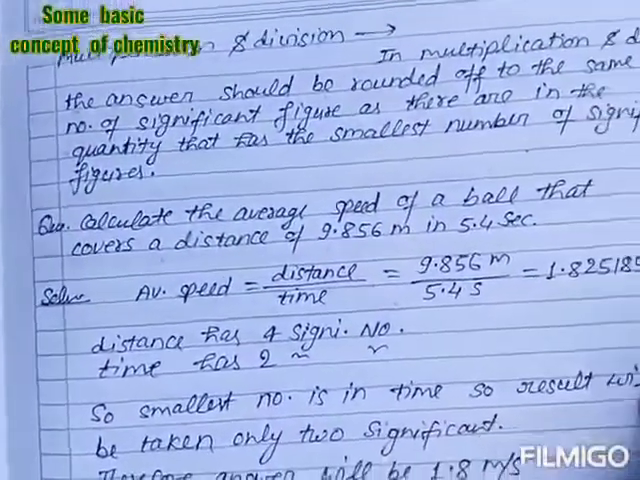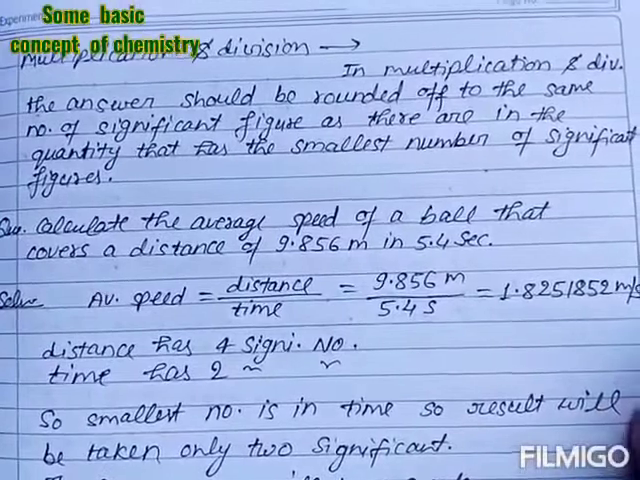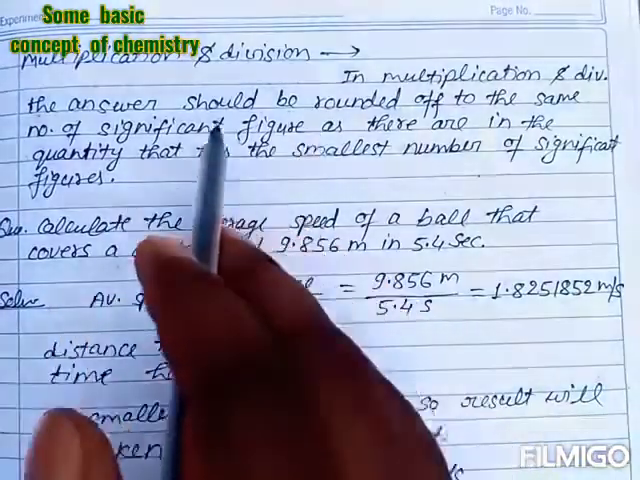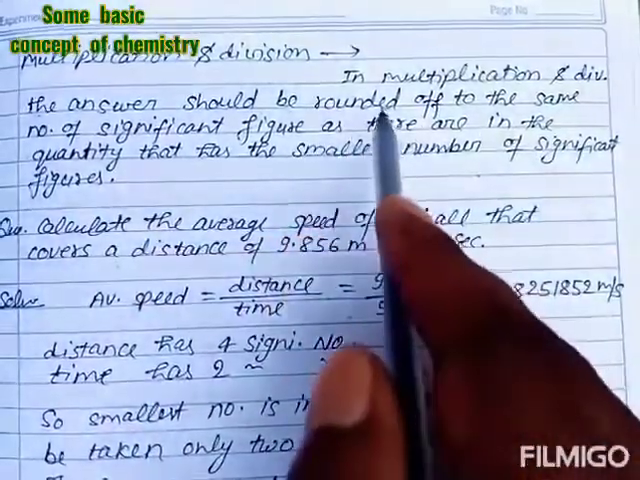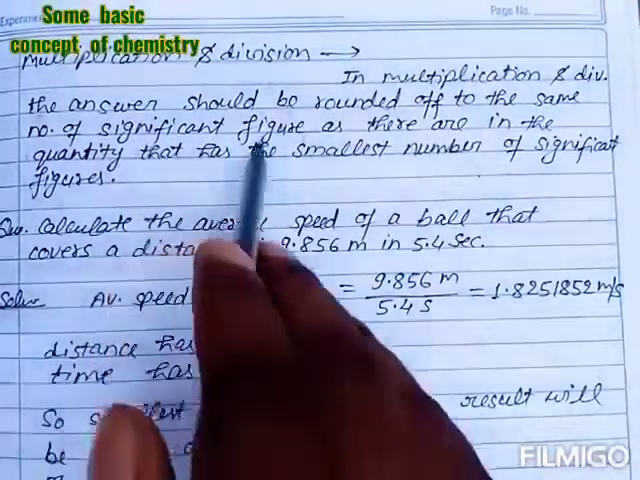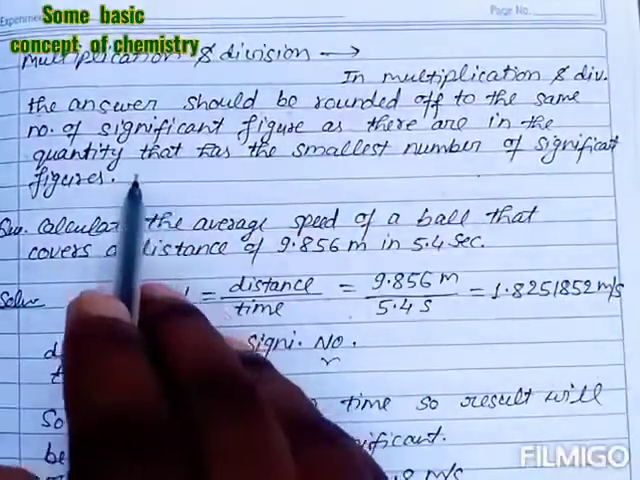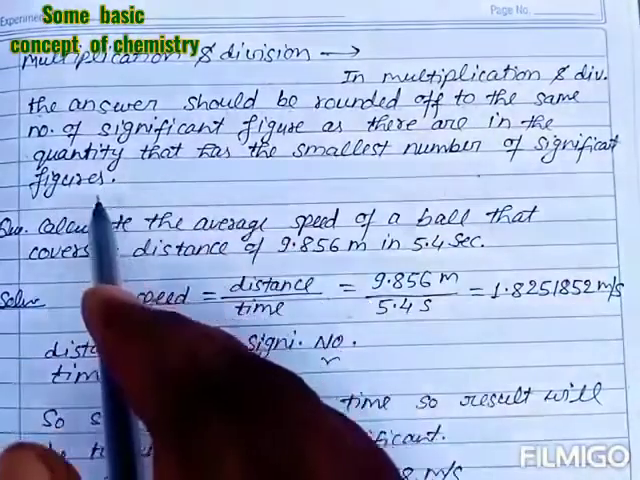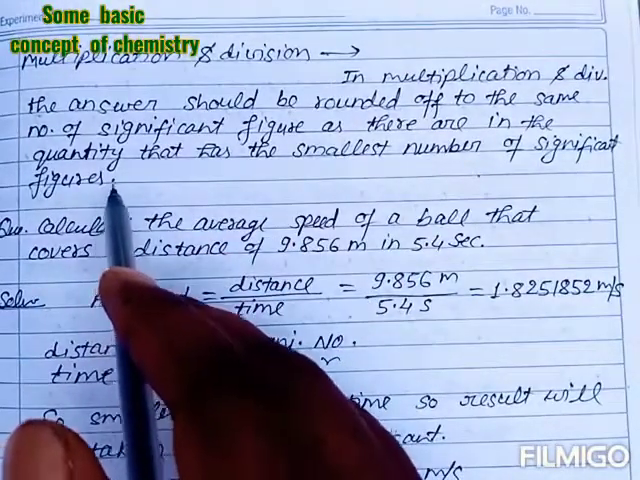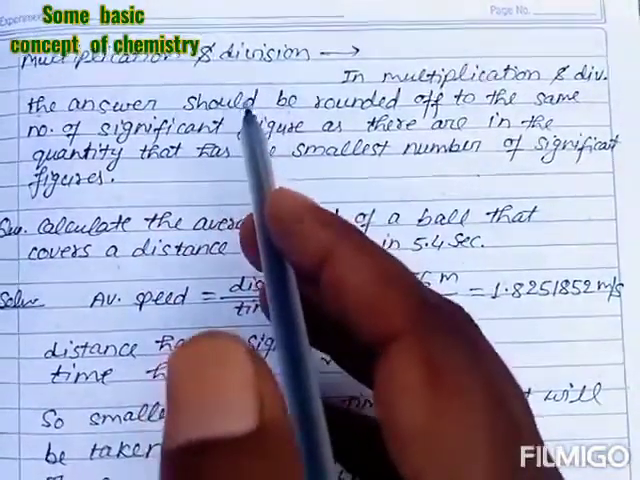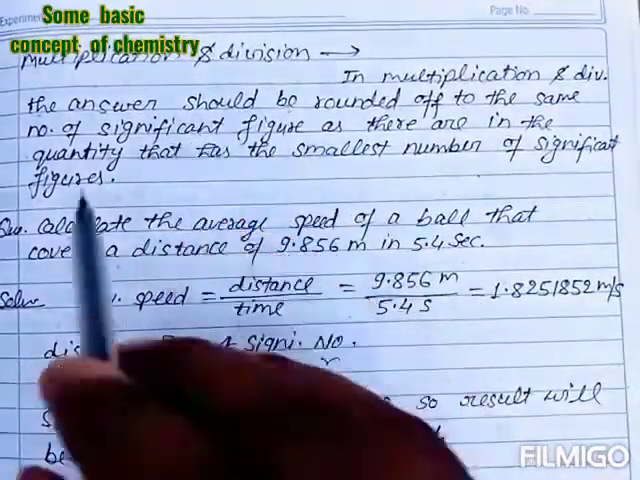Now we are going to discuss multiplication and division. How do we handle multiplication and division questions? It is also very important and very easy. In multiplication and division, the answer should be rounded off to the same number of significant figures as there are in the quantity that has the smallest number of significant figures. As you have already seen previously, the smallest number decides the significant figures.